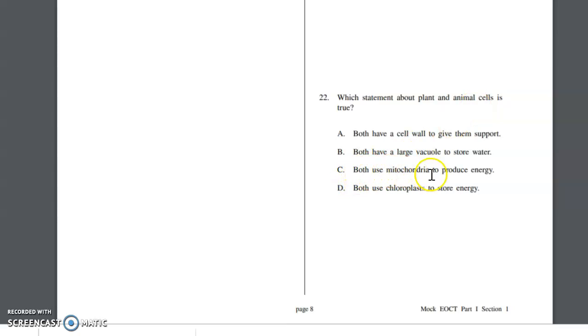C says both use mitochondria to produce energy. Yes, both do use mitochondria to produce energy. Both plant cells and animal cells go through cellular respiration to produce ATP energy, and most of that occurs in the mitochondria. So C sounds good. D says both use chloroplasts to store energy. No, that's not true in either one. Plants do have chloroplasts, but they use them to gather energy from the sun for photosynthesis. C would be our correct answer. Both plant and animal cells use mitochondria to do cellular respiration to produce energy in the form of ATP.